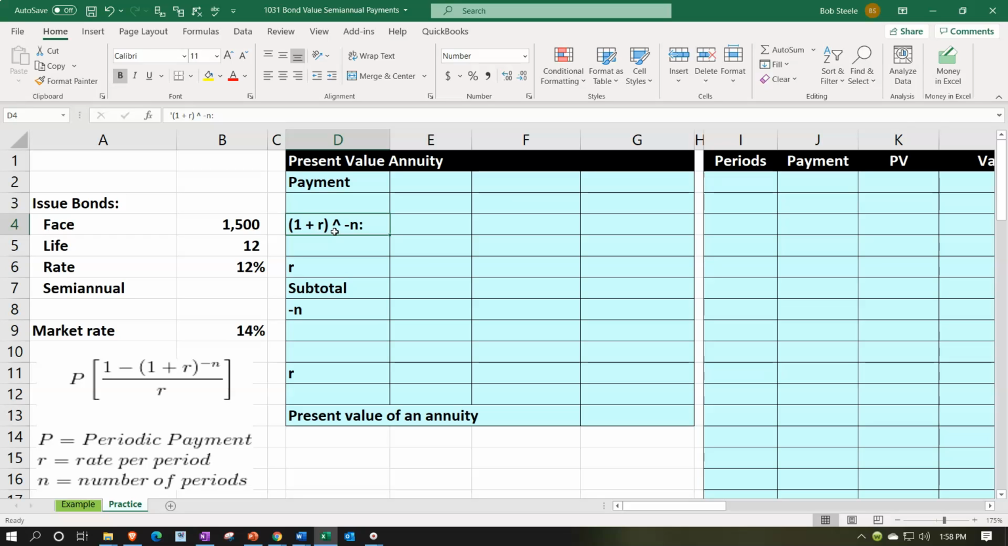We're going to be calculating the value or price of the bond. This time, however, taking into consideration we have semi-annual payments as opposed to annual payments, which will make our calculations a bit more complex.